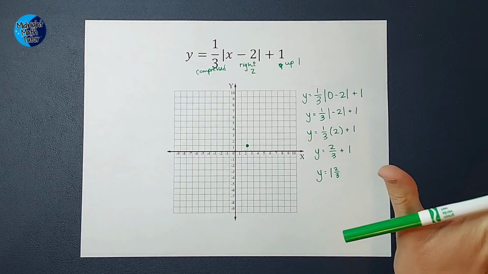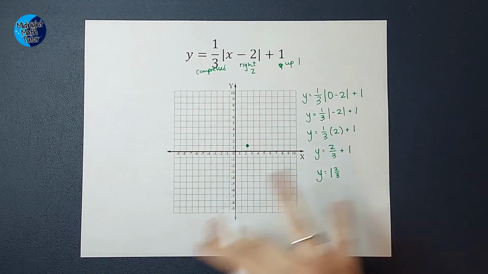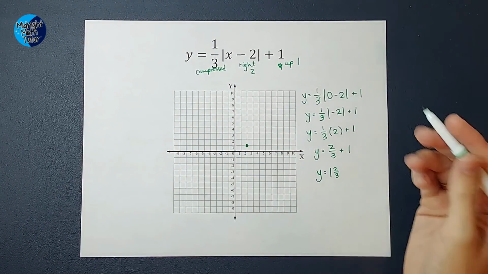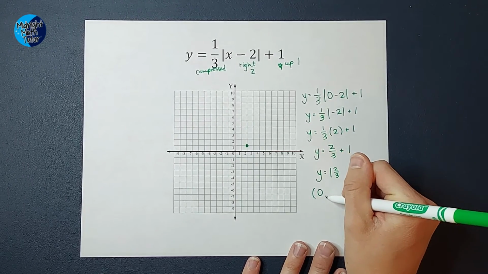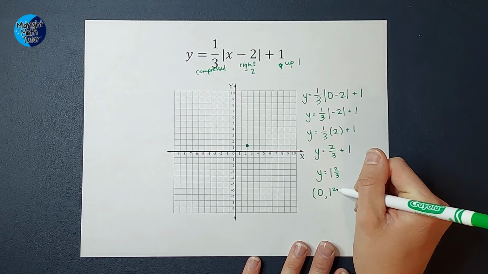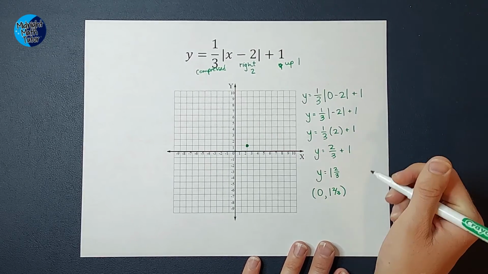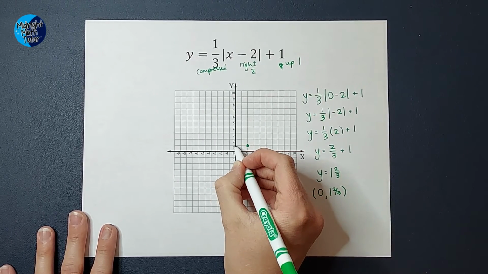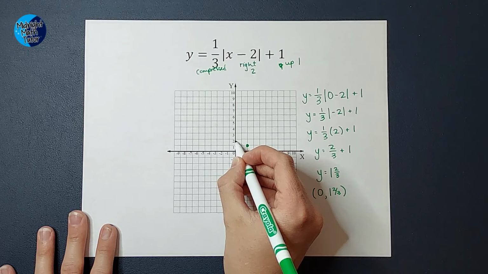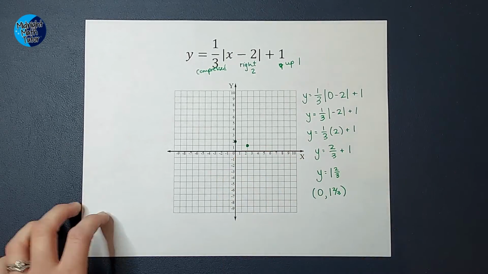Don't freak out about it being a fraction. We're just trying to get an idea of what our graph looks like, right? It doesn't have to be perfect, okay? So when I plugged in 0 for x, I got 1 2/3 for y, okay? Which means I'm going to start here, go left and right, none, right? 0. And go up 1 and about 2/3, so about there, okay?